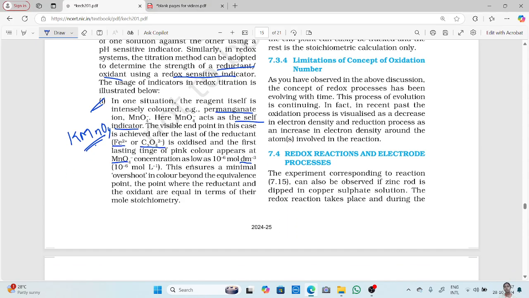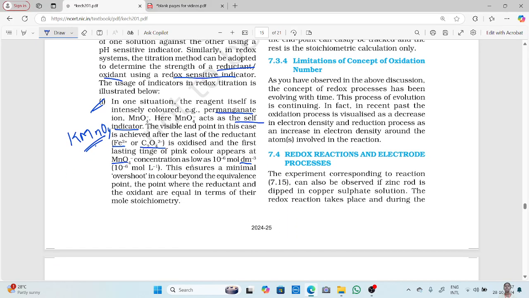Now, limitation of the concept of oxidation number. As you observed in the above discussion, the concept of redox processes has been evolving with time. As time goes on, we are evolving newer and newer redox methods. Now this process of evolution is continuing.